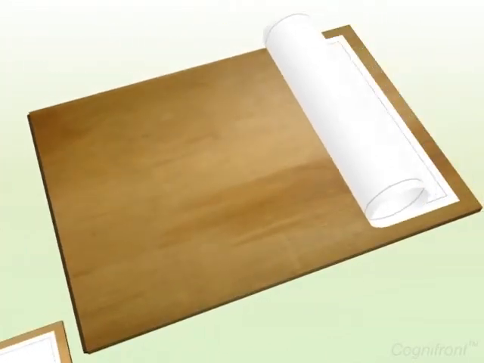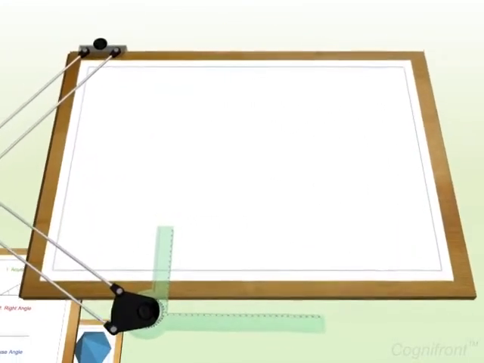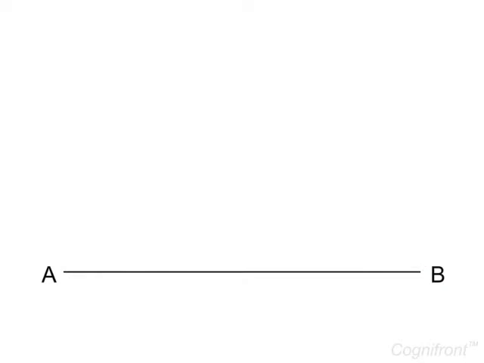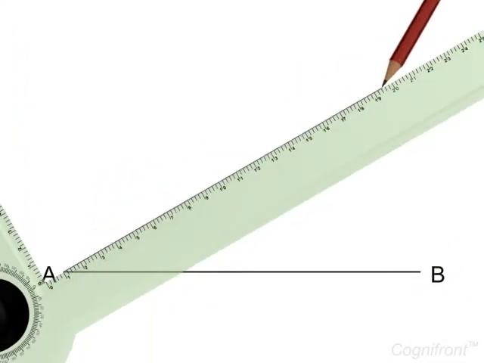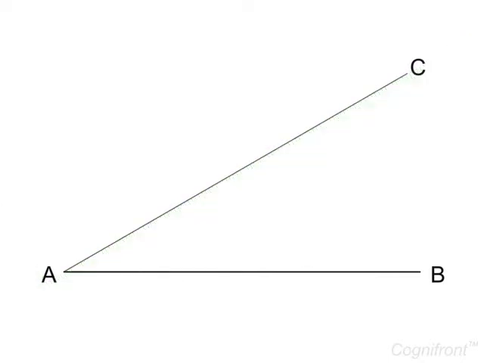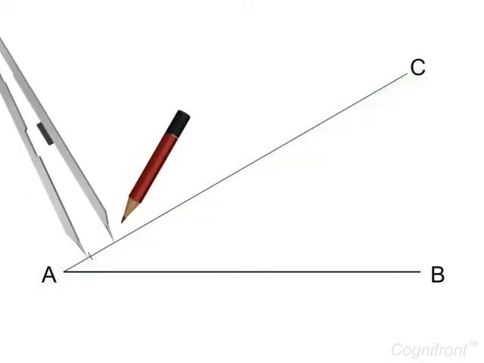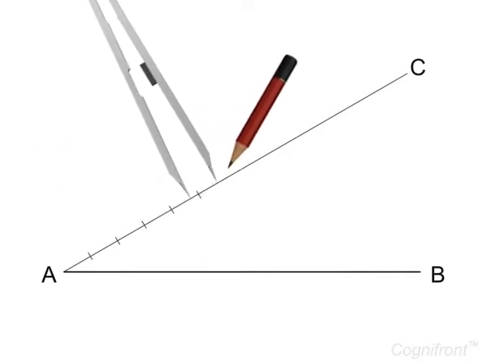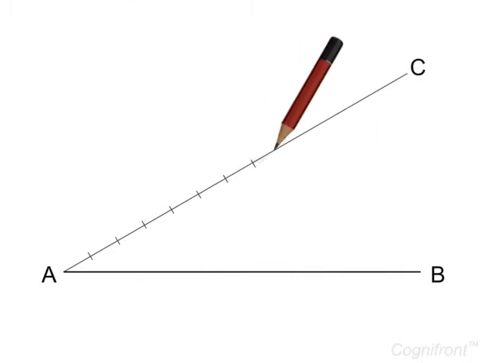Alright, now we will take a look at how to divide a line into 7 equal parts. First, consider line AB of any length and draw line AC making an angle of less than 30 degrees with AB. With the help of dividers, mark 7 equal parts of any suitable length on line AC and mark them by points 1 dash, 2 dash, 3 dash, 4 dash, 5 dash, 6 dash, and 7 dash.